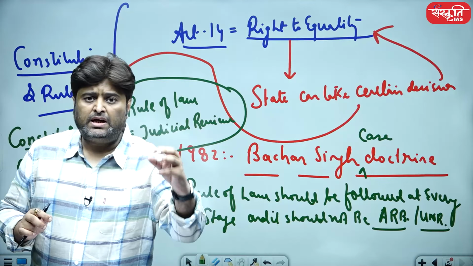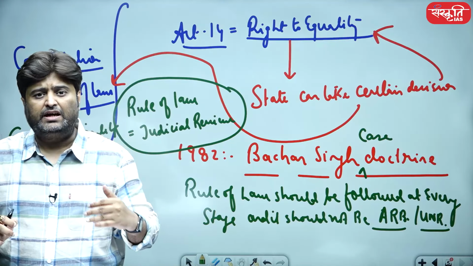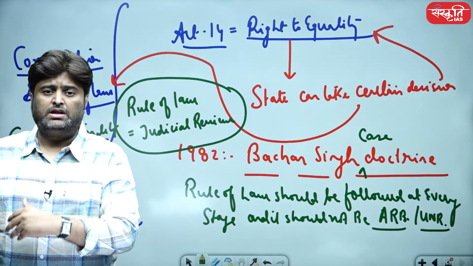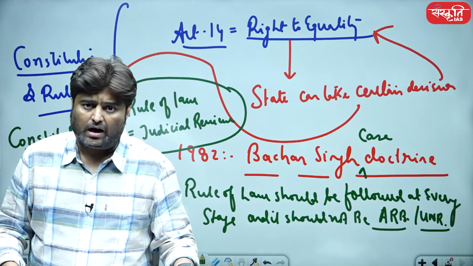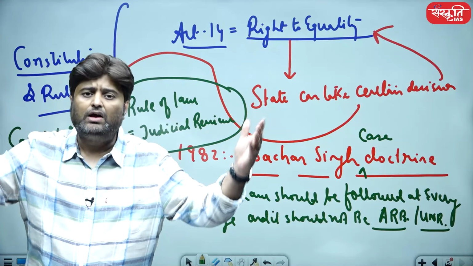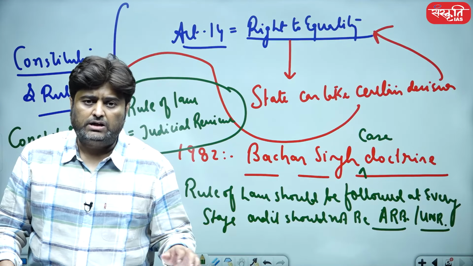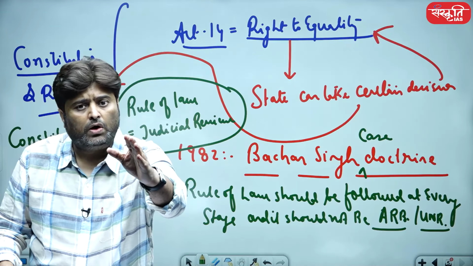The Bachchan Singh case is related to capital punishment. It is one of the most important cases, related to the constitutional principles under Article 21. We are definitely going to read more in detail later on when we read fundamental rights. But as of now, I'm teaching you rule of law. So how is rule of law going to get established?